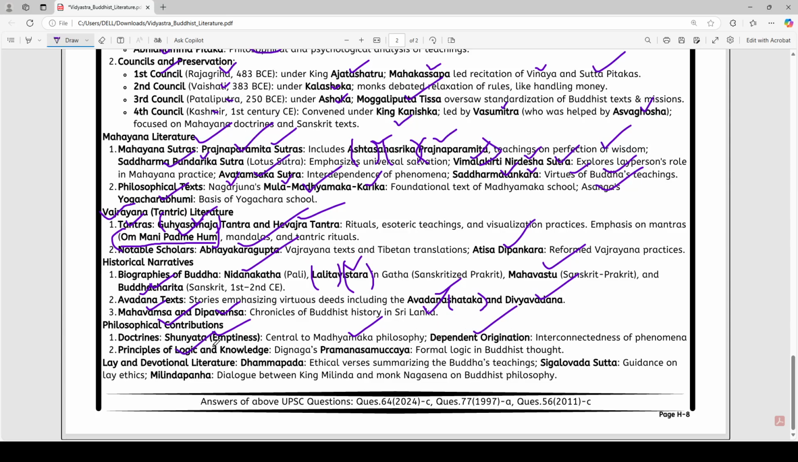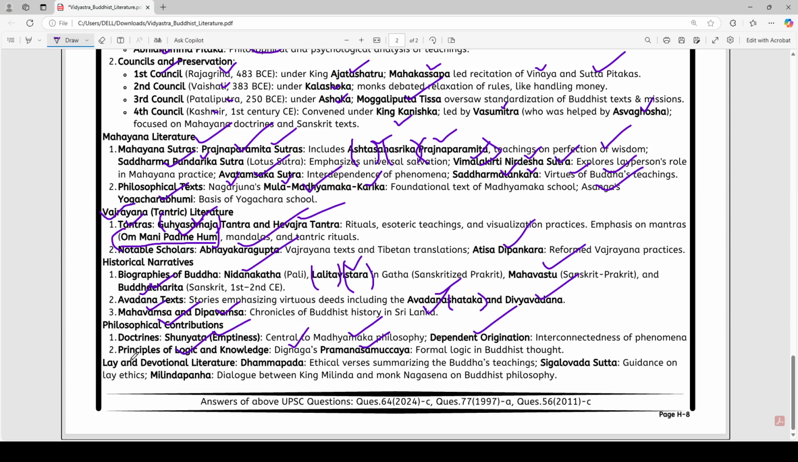Then there are the principles of logic and knowledge included in Dignaga. Dignaga is a very important scholar. UPSC has already asked about him: which school or which religion did Dignaga belong to? His work is Pramana Samuccaya. Pramana means logic. So he has created a work in which he talked about the logic of Buddhism or other logics. Means it is a work on logic.